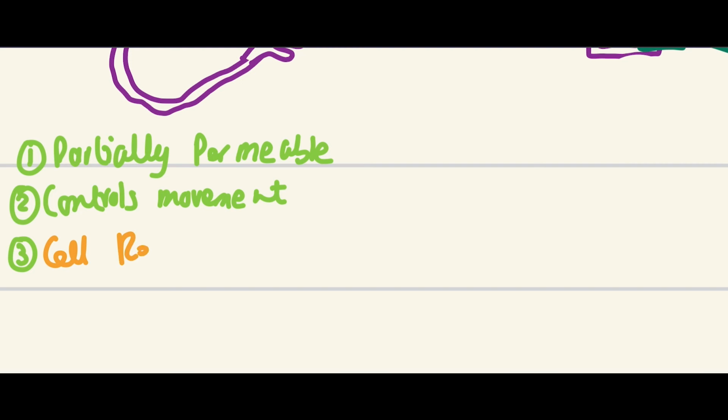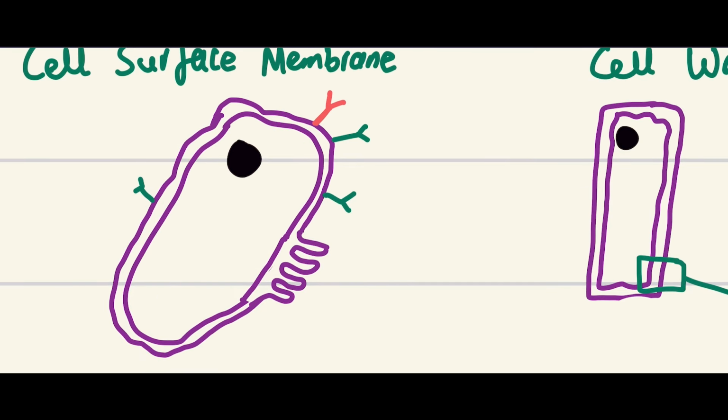Cell recognition. Okay, so the body has a system of recognizing that, okay, this cell is my cell, this cell is not my cell, and that's pretty important if you're talking about various pathologies. If let's say a person has an infection, the body has to know that, okay, this cell is not my cell and this cell is my cell, and that is my cell recognition system.